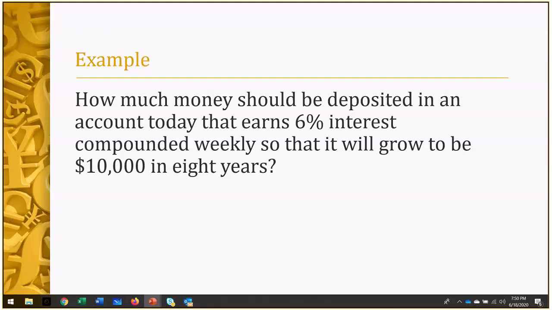So my future value now is A. That's the 10,000. That's what I want it to be 8 years from now. My APR is 6%, so that's going to be 0.06 when I go to plug it in. It's compounded weekly. Weekly compounding means that N is 52. And the time is 8 years.